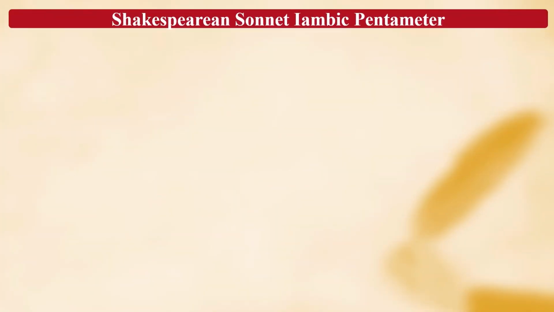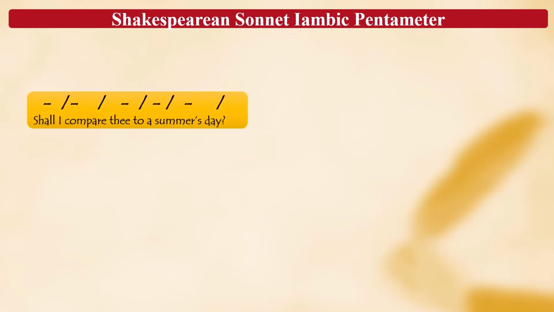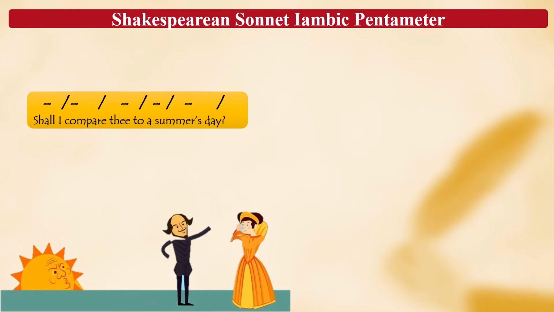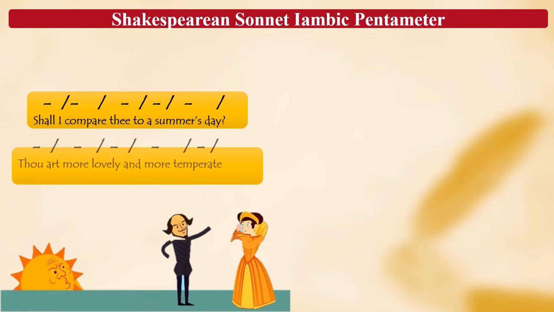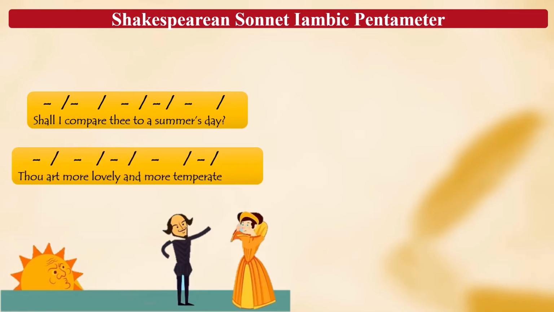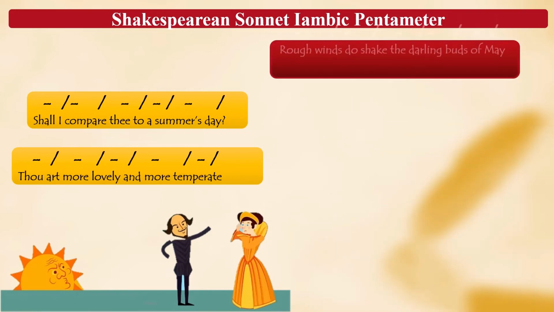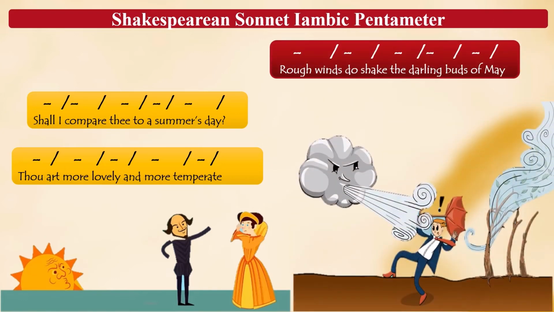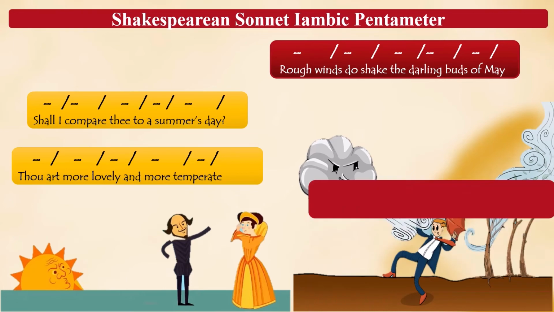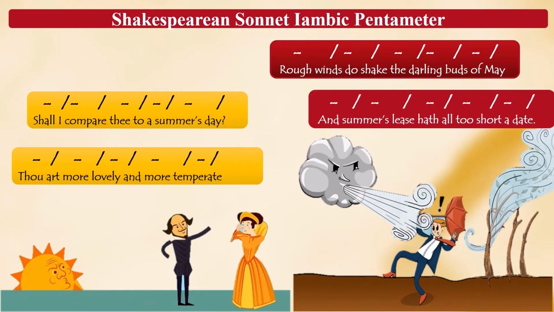Now it's time for some practice. Here are a few lines from Shakespearean Sonnet 18. Shall I compare thee to a summer's day? Thou art more lovely and more temperate. Rough winds do shake the darling buds of May, and summer's lease hath all too short a date.